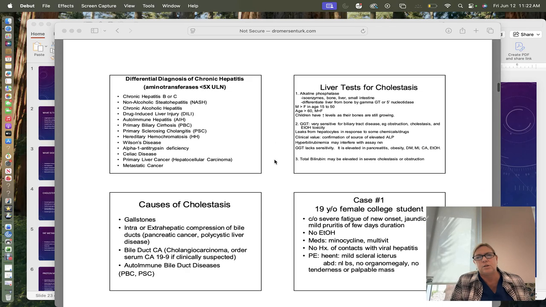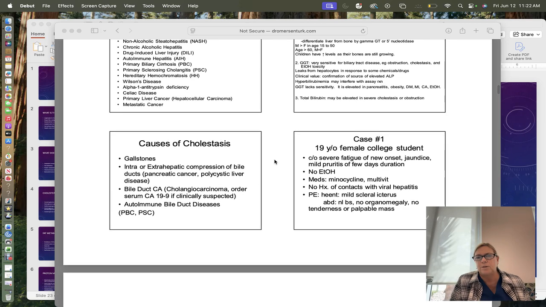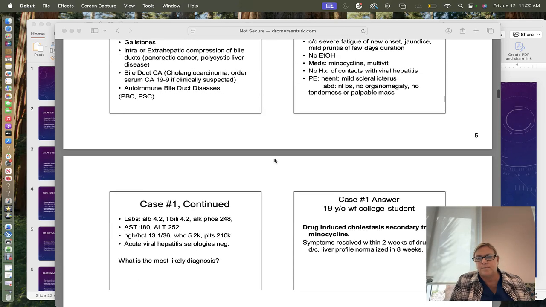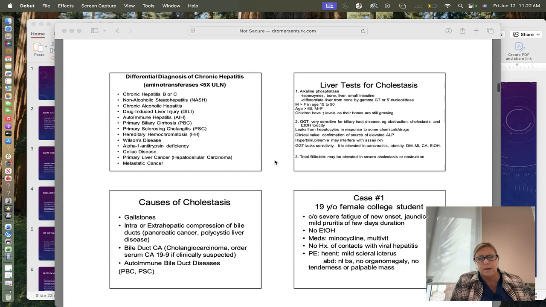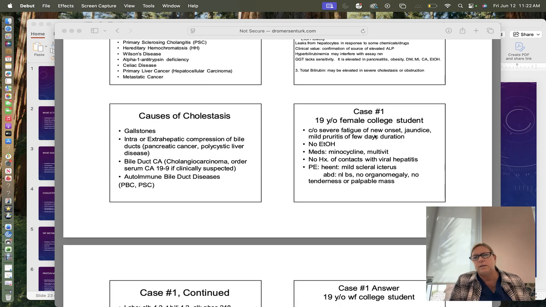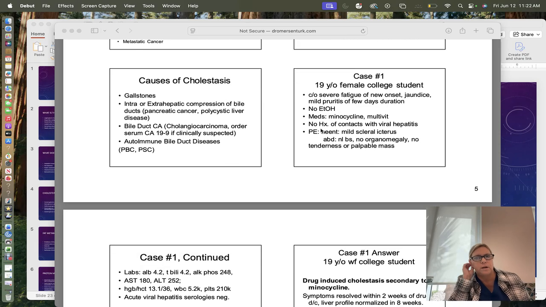This is good, but I think it's a little too much for you to wrap your head around. But I'll give you this one. How about this? A 19-year-old female college student with fatigue, new onset jaundice, itching from the ammonia going into the skin. A few days duration, no alcohol on board. I know you're surprised, a 19-year-old college student, but she's on minocycline, which is a tetracycline-based drug for acne, and then a multivitamin. No history of contacts with people that had viral hepatitis.